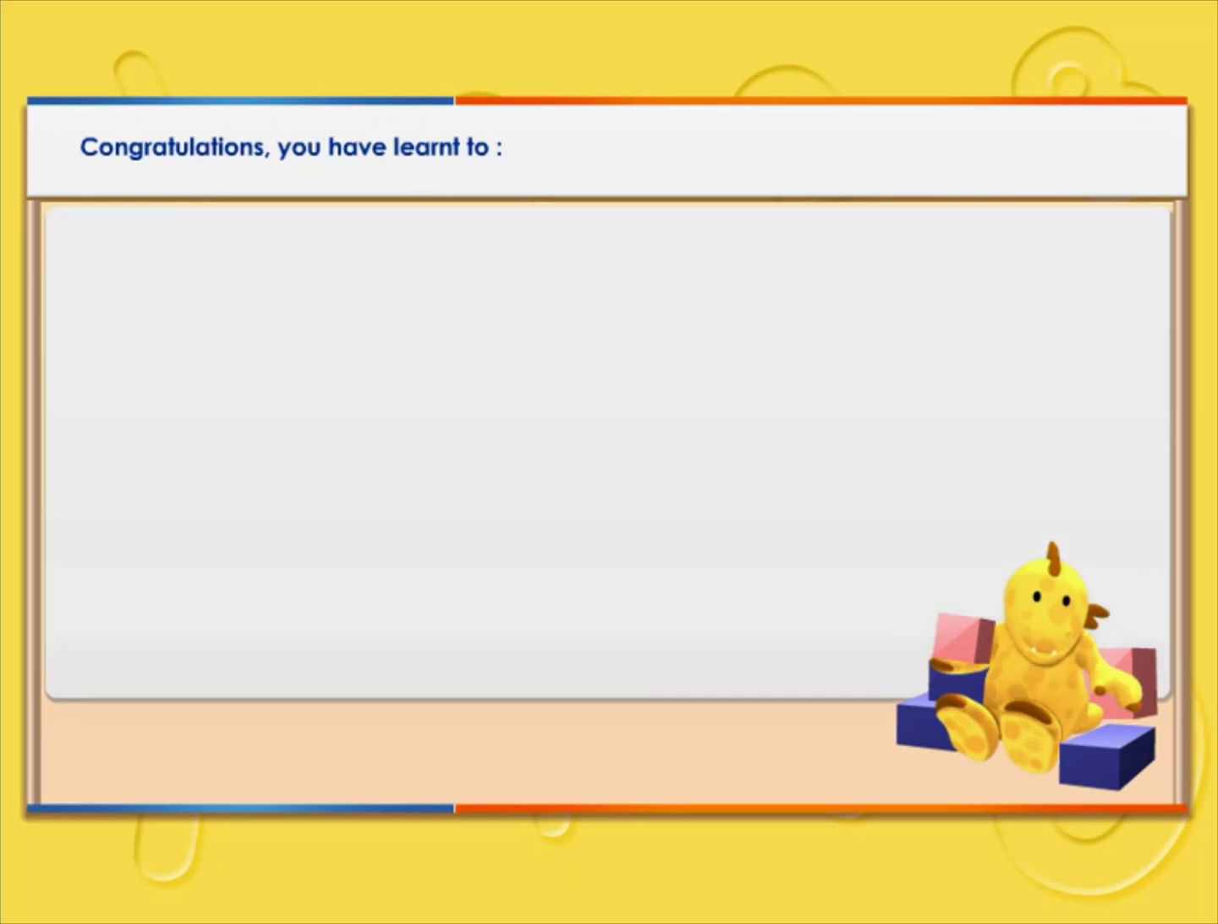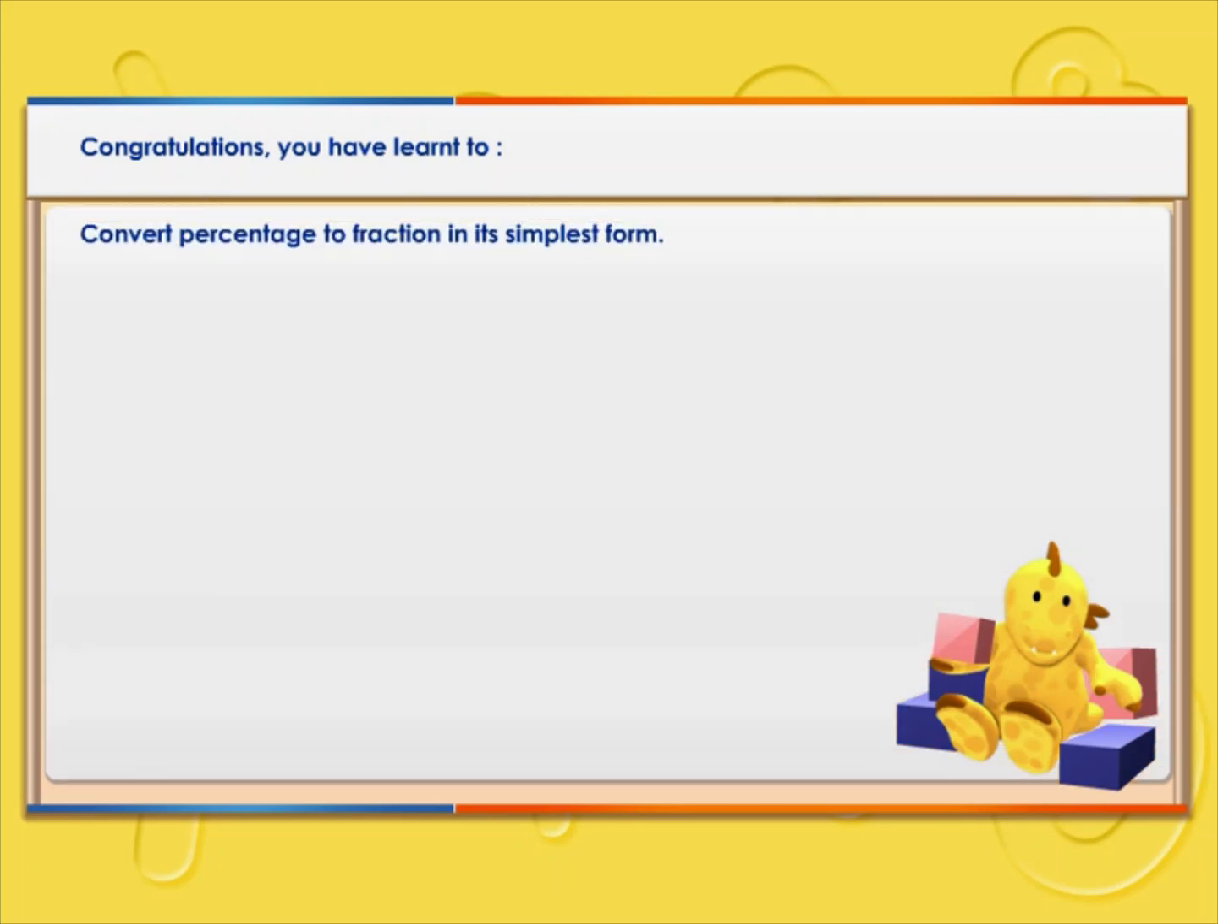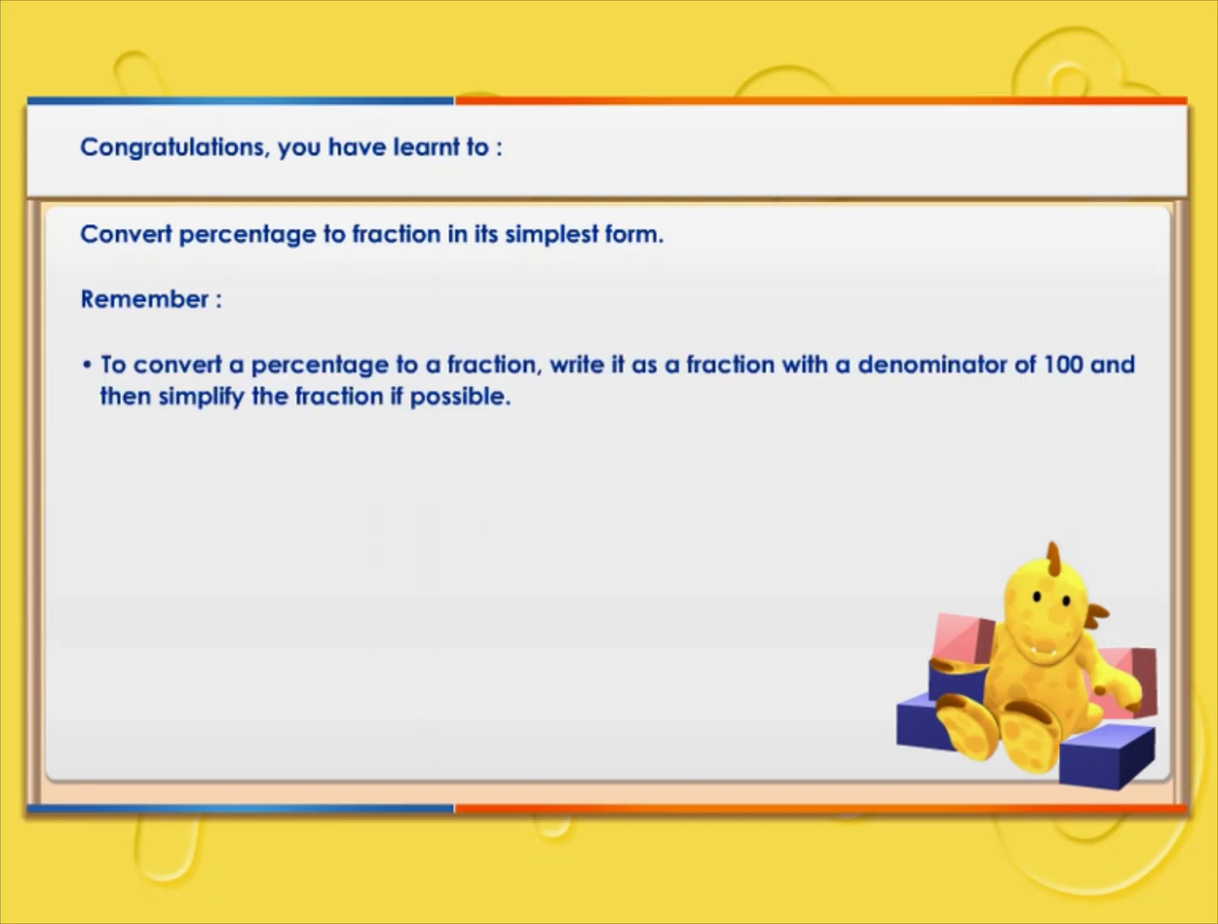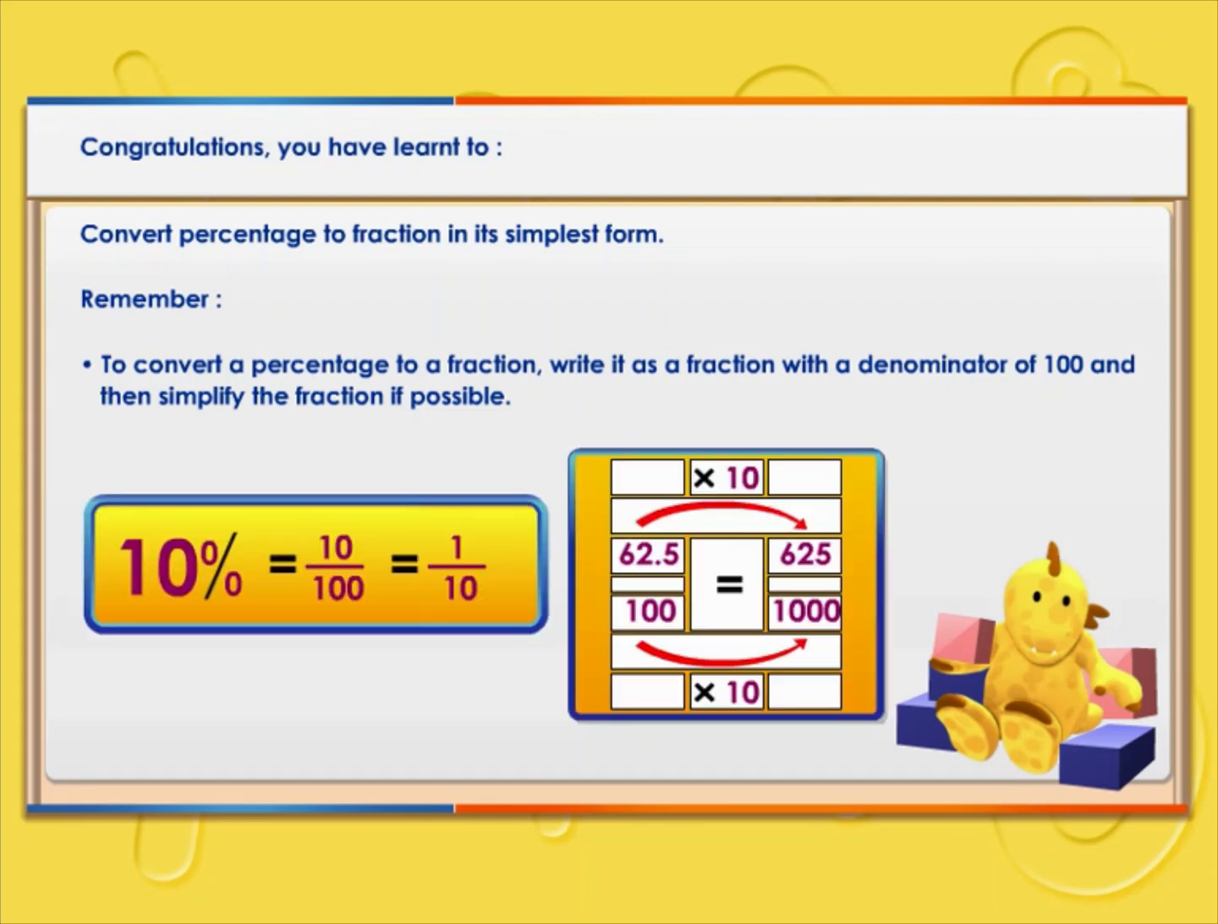Congratulations! You have learned to convert percentage to fraction in its simplest form. Remember, to convert a percentage into a fraction, write it as a fraction with a denominator of 100 and then simplify the fraction if possible. If the percent is not a whole number, then multiply both the top and the bottom by 10 for every number after the decimal point. For example, if there is one number after the decimal, then use 10. If there are 2, then use 100 and so on.